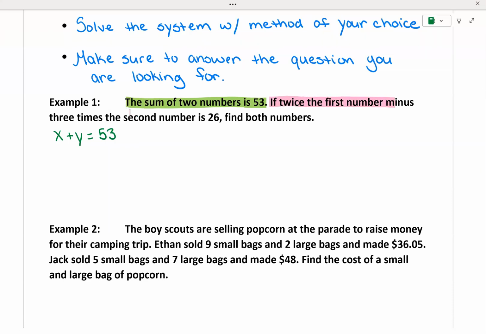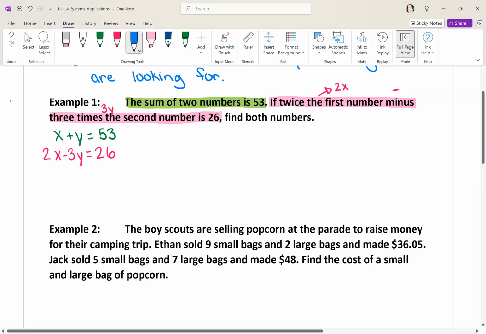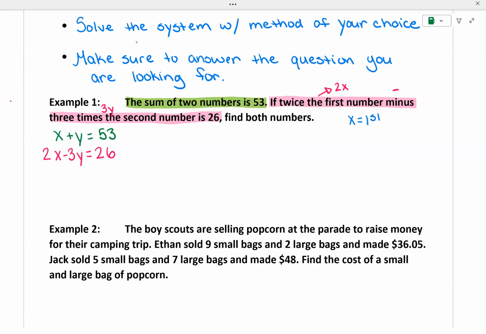If twice the first number minus 3 times the second number is 26. So let's look at that. So twice the first number, so we could let this be represented as 2x minus 3 times the second number. So we could have 2x minus 3y is 26. Okay? So that means x is representing our first number and y is representing our second number.